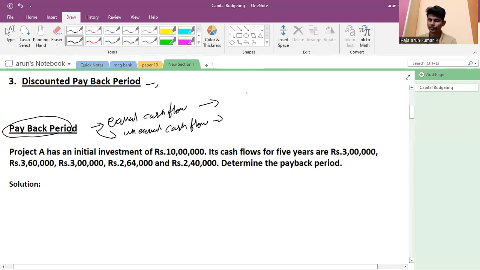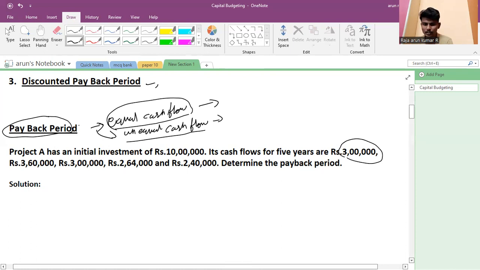We see that the equal method is so easy. Once you understand the unequal method, you can easily crack the equal cash flow method answer. This is the unequal cash flow method sum, because the cash flow is not the same for the various years. They gave 5 years.